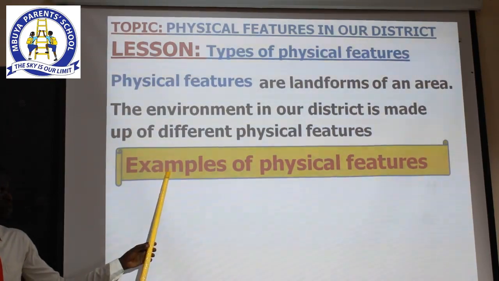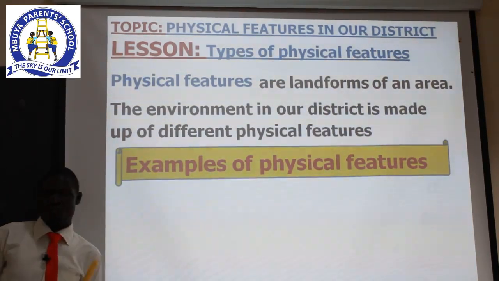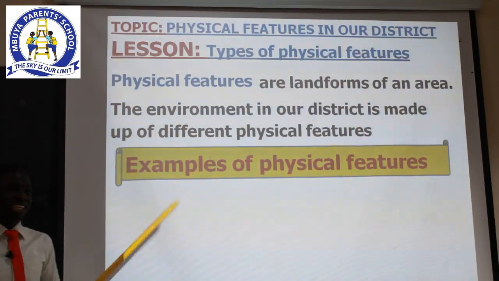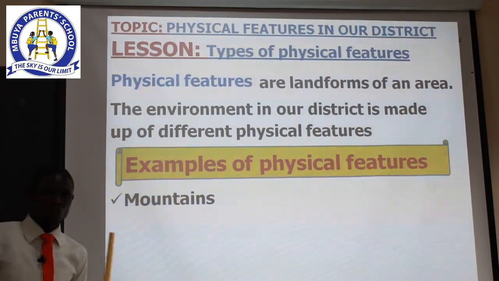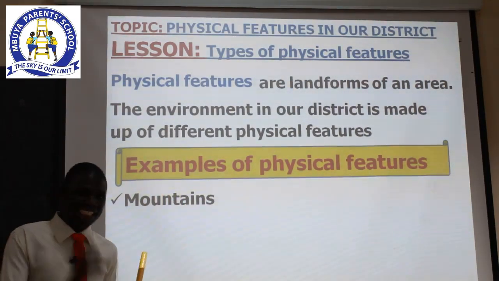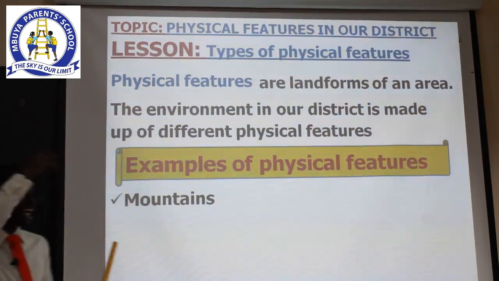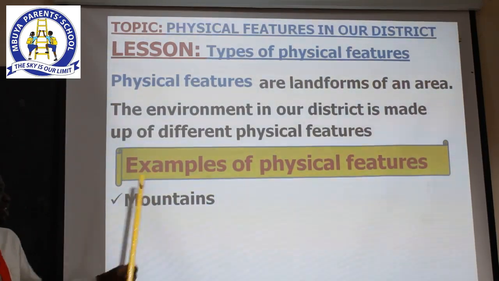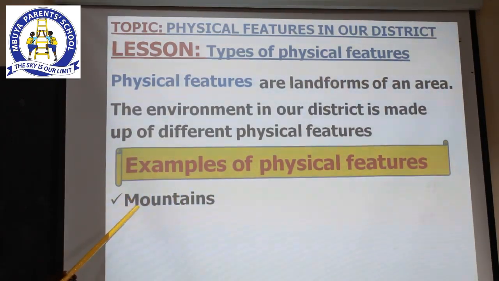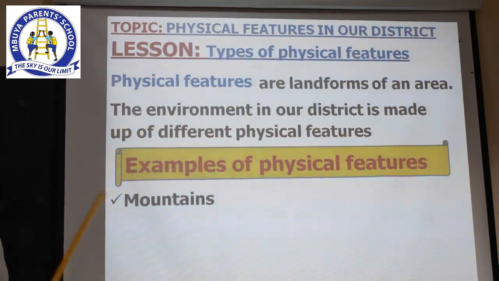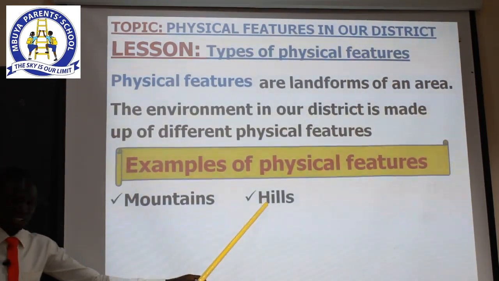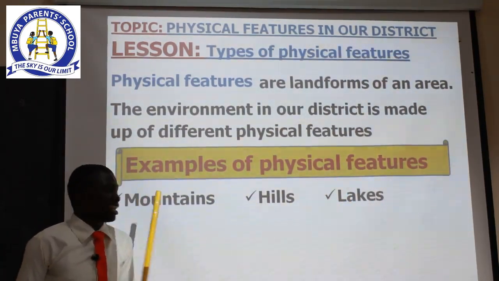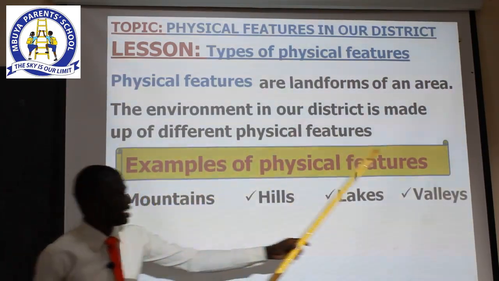We are now going to talk about the examples of physical features. In this case, we are not looking at a physical feature maybe in Kampala, but examples, whether they are in Kampala, whether they are in Arua, whether they are in Gulu, whether they are in Mbarara. One of them is mountains. The next one is hills. Another physical feature is lakes. Another physical feature, number 4, is valleys.